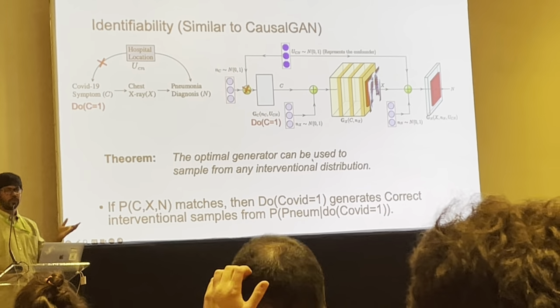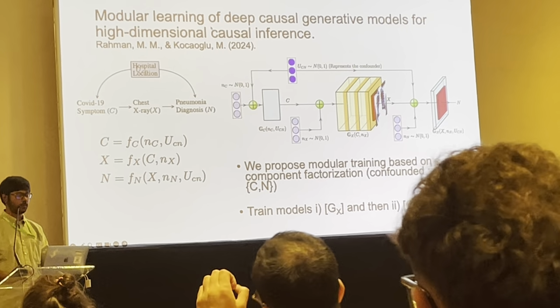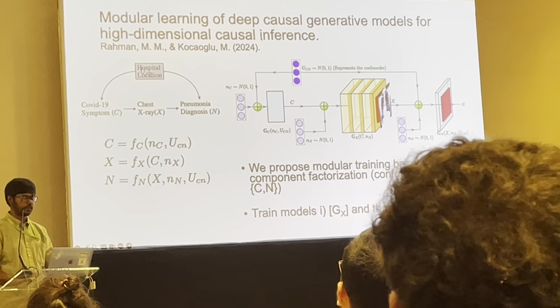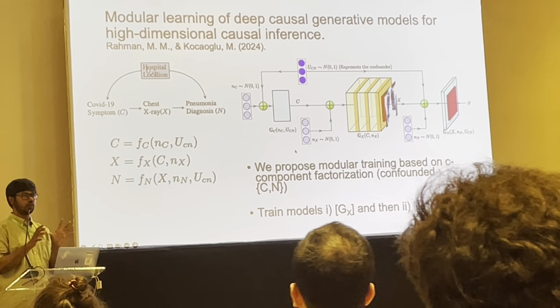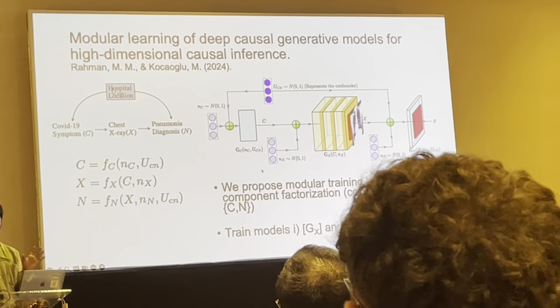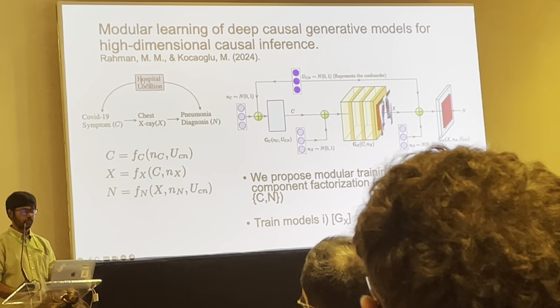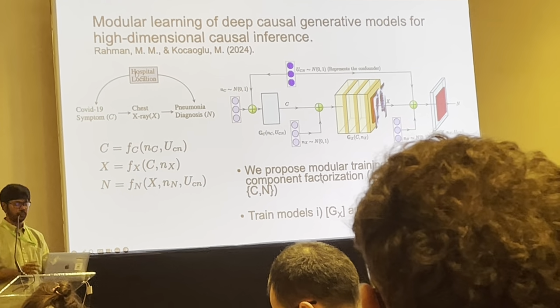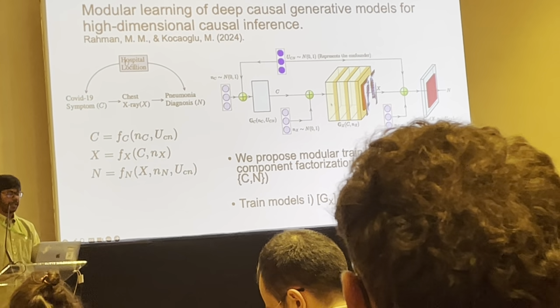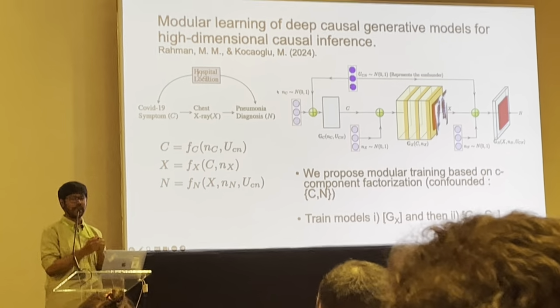So how do we deal with this situation? There's a paper, Modular Learning of Deep Causal Generative Models for High Dimensional Causal Inference. What they do is try to modularize the training process. Since we cannot learn the whole joint distribution, we'll modularize the learning process. So here they propose a modular training based on C-component factorization. Here, a C-component is a group of variables that are connected by unobserved confounders.